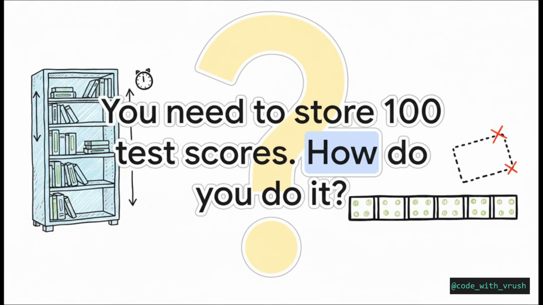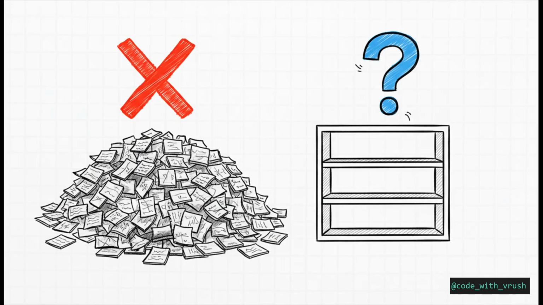So, picture this. You're building an app for a teacher, and you need to store 100 different test scores. Just pause for a second and think, how would you actually do that? What's the first approach that pops into your head? You could just create 100 separate variables, right? You could have score 1, score 2, score 3, and just keep going all the way up to 100.